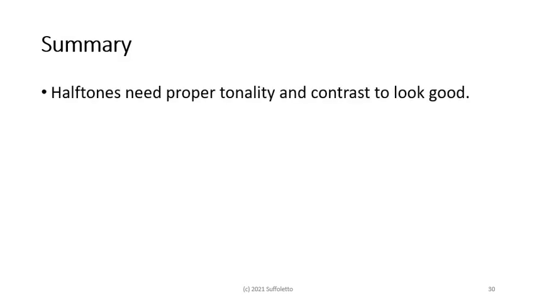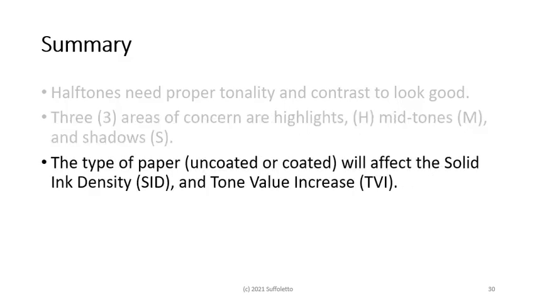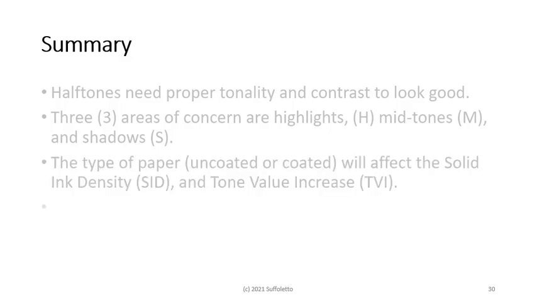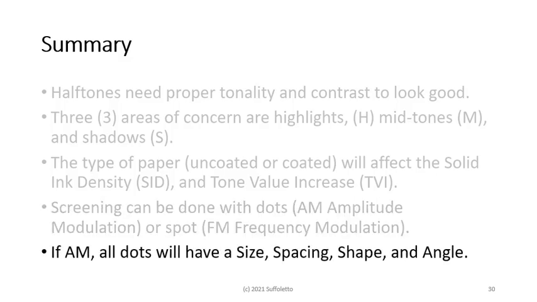In summary, halftones need proper tonality and contrast to look good. 3 areas of concern are the highlights, the midtones, and the shadows, abbreviated H, M, and S. The type of paper, uncoated versus coated, will affect the solid ink density, SID, which affects the tone value increase, TVI. And screening can be done with dots, amplitude modulation, AM, or it can be done with spots, frequency modulation, or we could do it with a combination of both, and that would be called XM, cross-modulation, or hybrid. If AM, all dots will have a size, a spacing, a shape, and an angle.